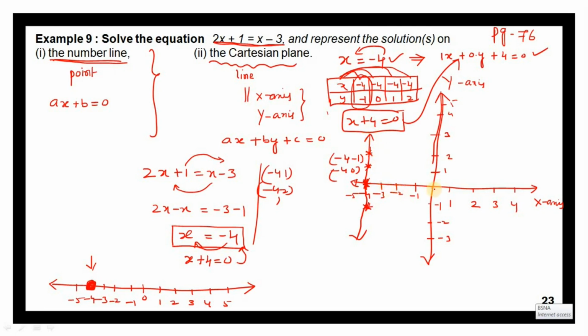It represents a line which is parallel to the y-axis. I already told you, a line may be parallel to the x-axis or may be parallel to the y-axis. But this particular line equation represents a line parallel to the y-axis on the negative side, on the left-hand side. So this is all about the sum.